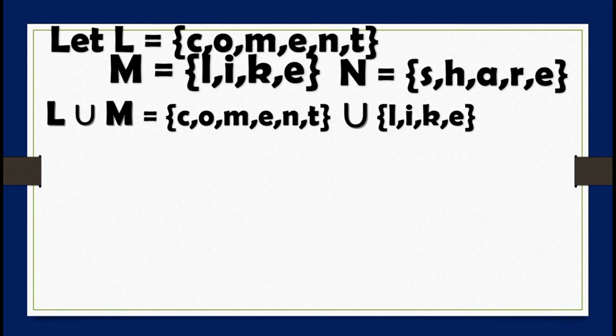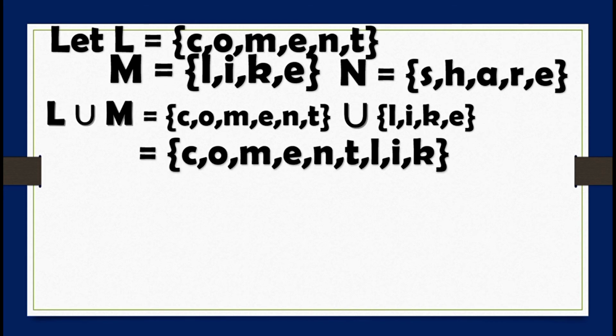Then, let's simplify. For us to write our answer, make sure that there is no repeating element. We will write all elements of set L and elements of set M, provided that common letters will be written once. So here, our final answer would be L union M consists of C, O, M, E, N, T, L, I, K. So let's illustrate this into a Venn diagram.